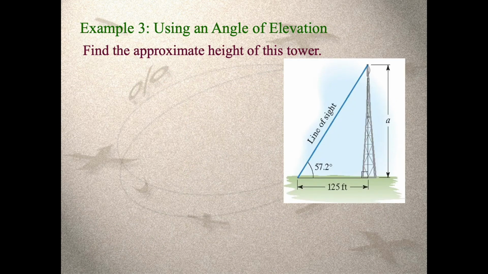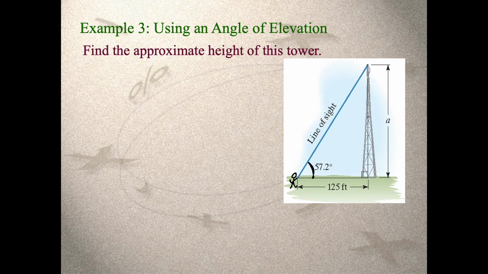So taking a look at example number 3. We want to find the approximate height of this tower. So imagine that you're standing on the ground. Okay, here's our little stick figure standing on the ground. Hello. And so we want to approximate how high this tower is. Well, there's a couple ways we can do that. We know the distance from the person to the base of the tower. It's 125 feet. And using a tool, we can measure the angle of elevation, which is 57.2 degrees.